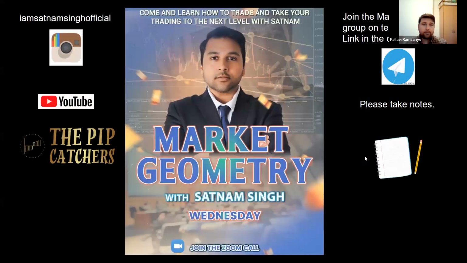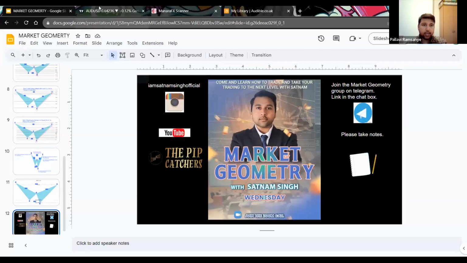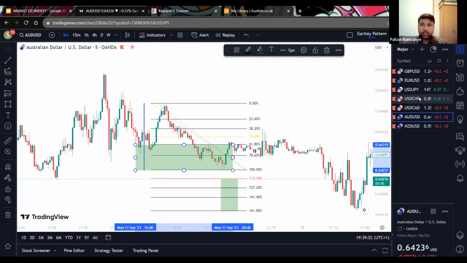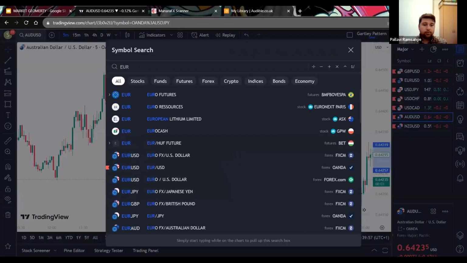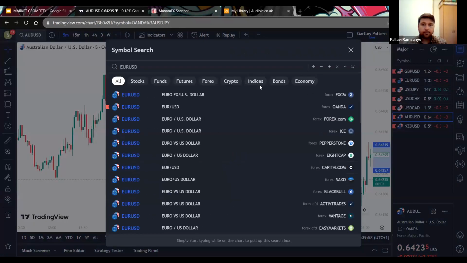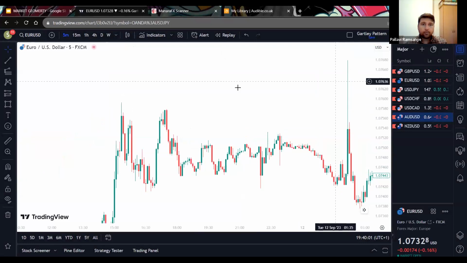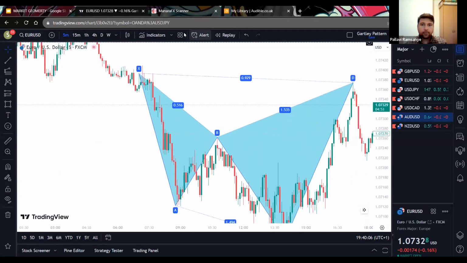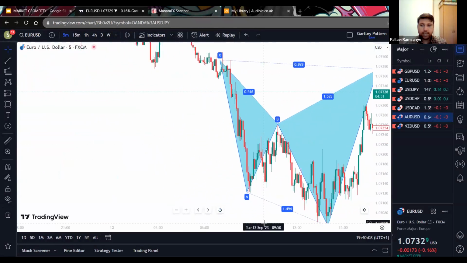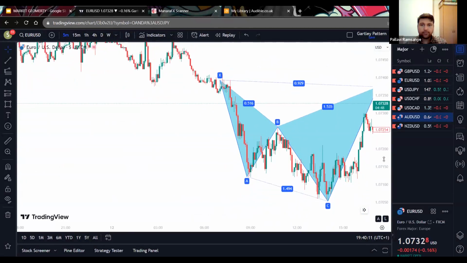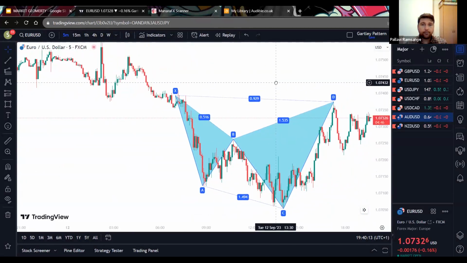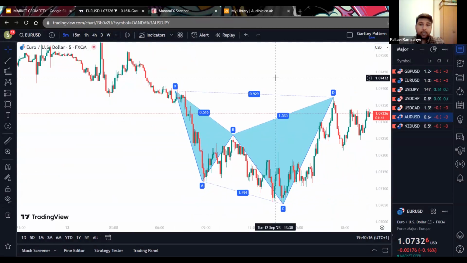So we're going to move into a live demonstration now. So let me just bring that up. EURUSD. Perfect. So for time purposes, what I've done is I've just found a shark pattern. Again, it's a similar shark pattern. It is a bearish pattern.